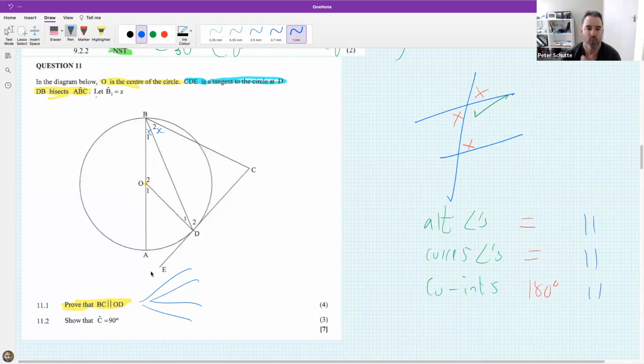Now, I want you to have a go, but what I think is going to happen is we're going to try and make other angles equal to X. So why don't you have a go and see what other angles can you make equal to X? And then maybe how does that help me get to this question here?